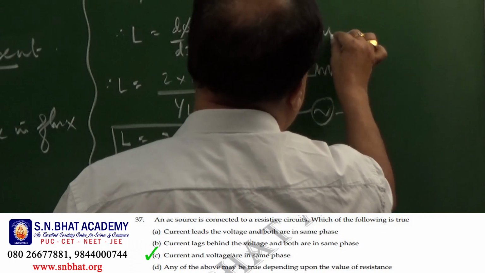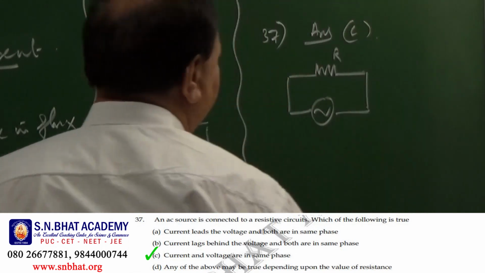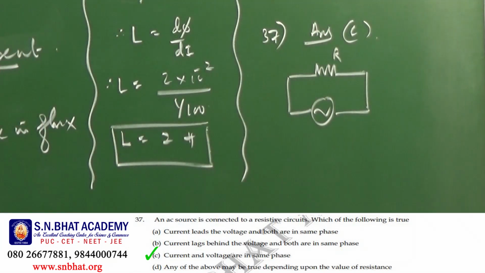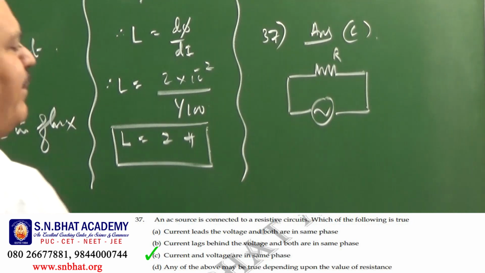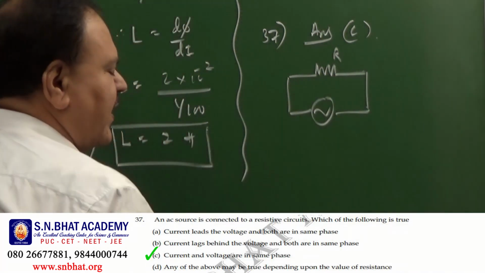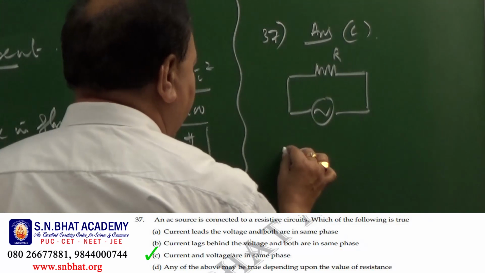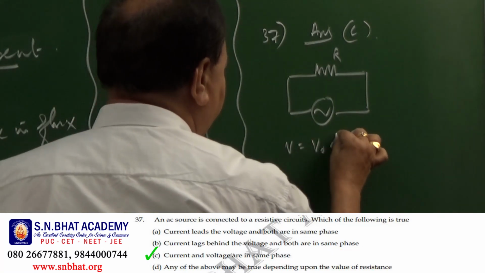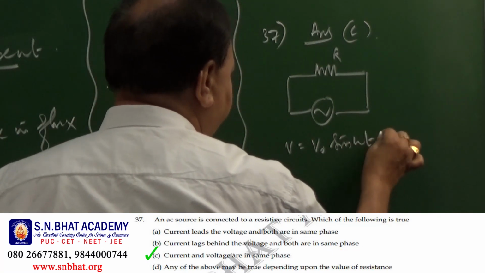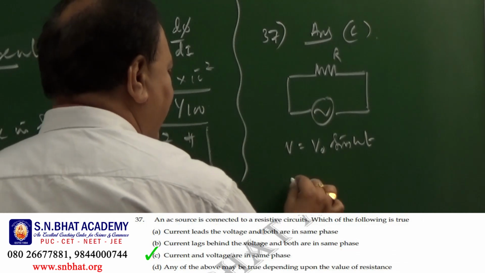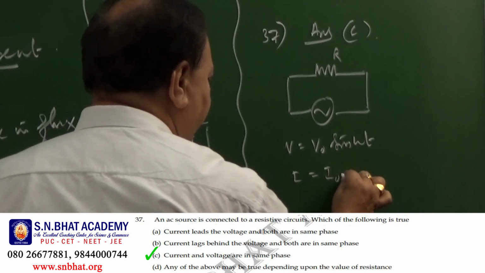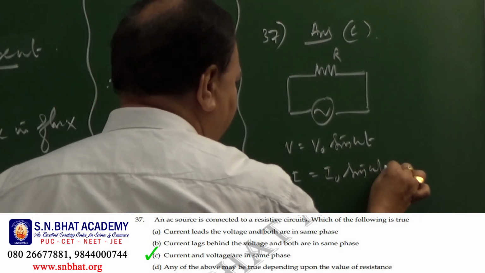Your answer is C. You know that in a circuit containing pure resistance, the phase difference between the current and the voltage is equal to 0, because V is equal to V naught into sine of omega t, and then dividing by R you will get I is equal to I naught into sine of omega t.